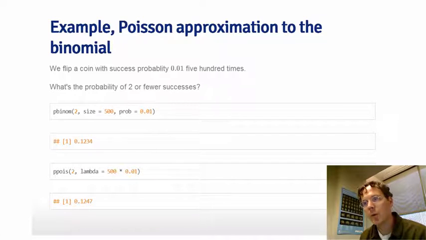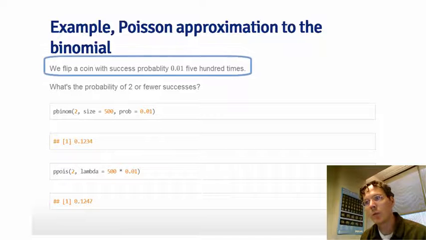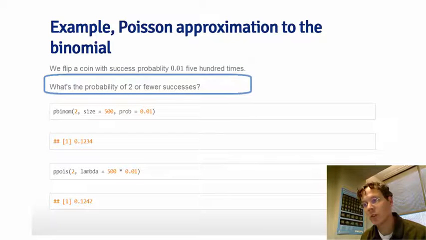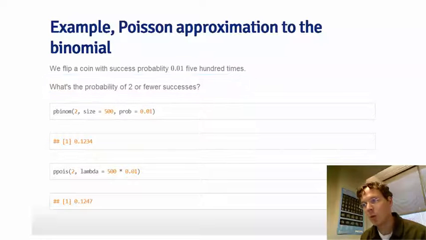As our final example to discussing the Poisson distribution, let's go through a Poisson approximation to the binomial. So imagine if we were to flip a coin with success probability 0.01, 500 times. What's the probability of 2 or fewer successes? This is simply to illustrate that I have a setting that's a binomial probability with a large n, 500, and a small p, 0.01. But it's still in the realm where the binomial calculations are possible.